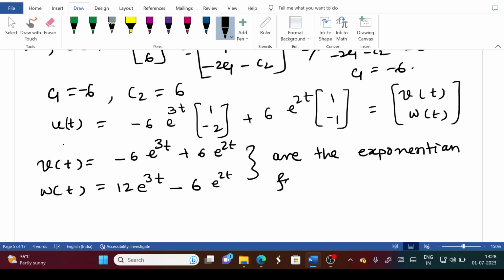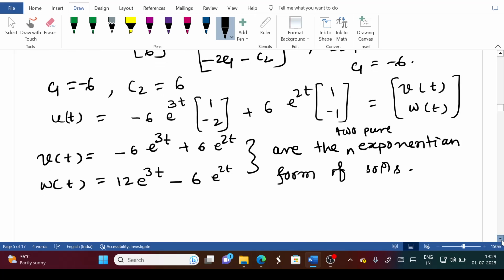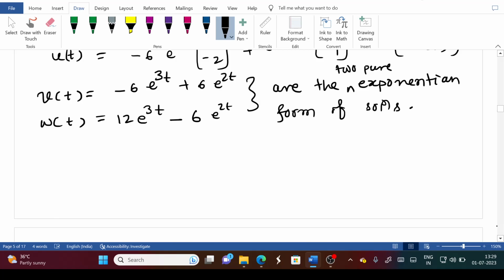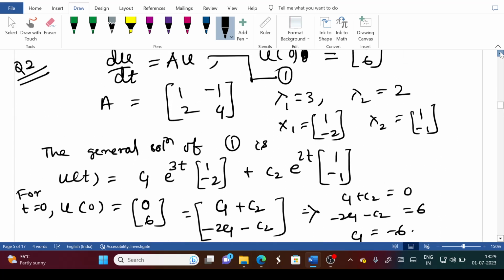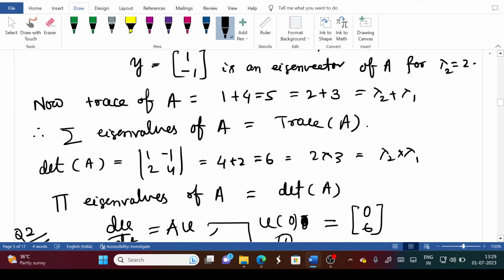So we have obtained the solutions. They are the two pure exponential forms of the solutions. Hence it is understood. Now the next part of the question is question number 3. Here directly we will do it. We will apply the properties.